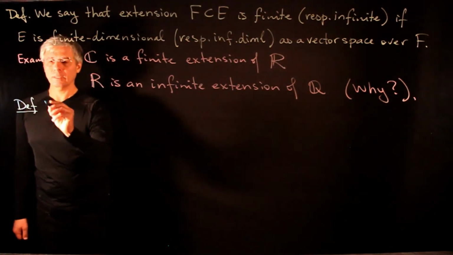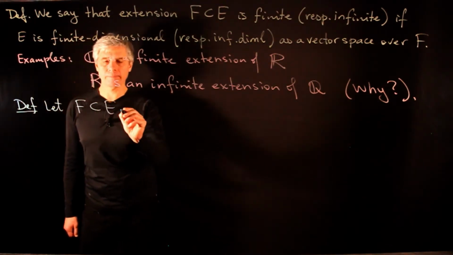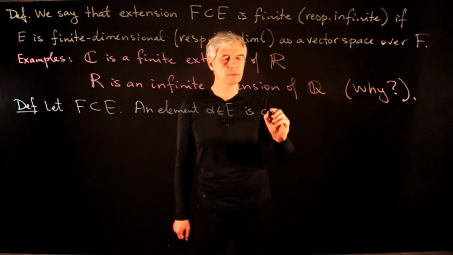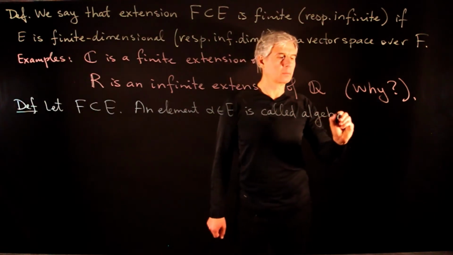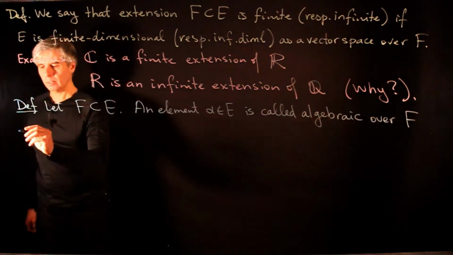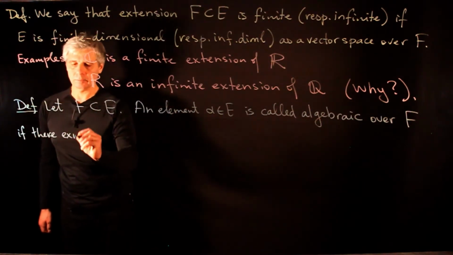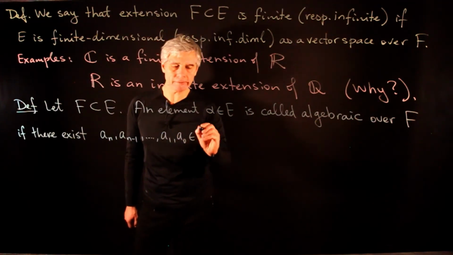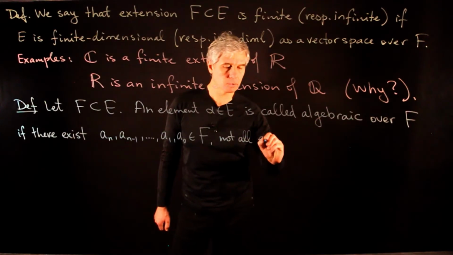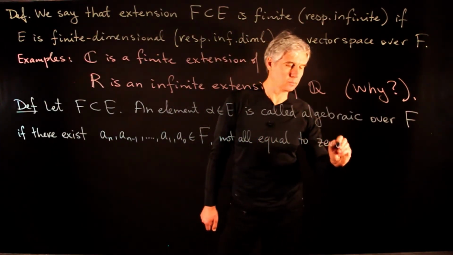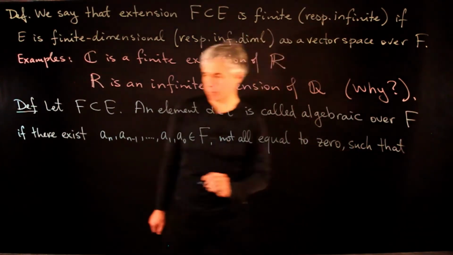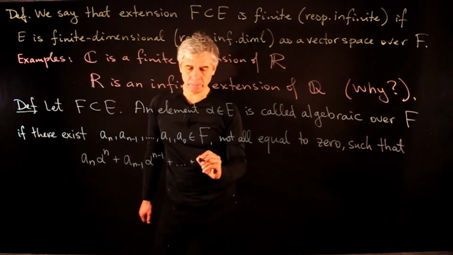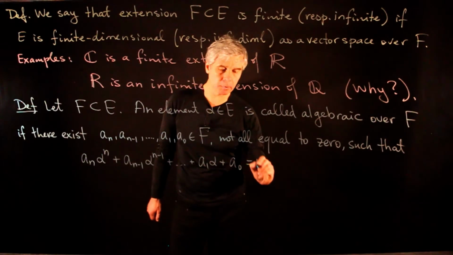Definition. Let E be an extension of F, and an element alpha in E is called algebraic over F if there exist elements a_(n-1), ..., a1, a0 in F, not all equal to 0, such that a_n alpha to the power n plus a_(n-1) alpha to the n minus 1 plus ... plus a1 alpha plus a0 is equal to 0.